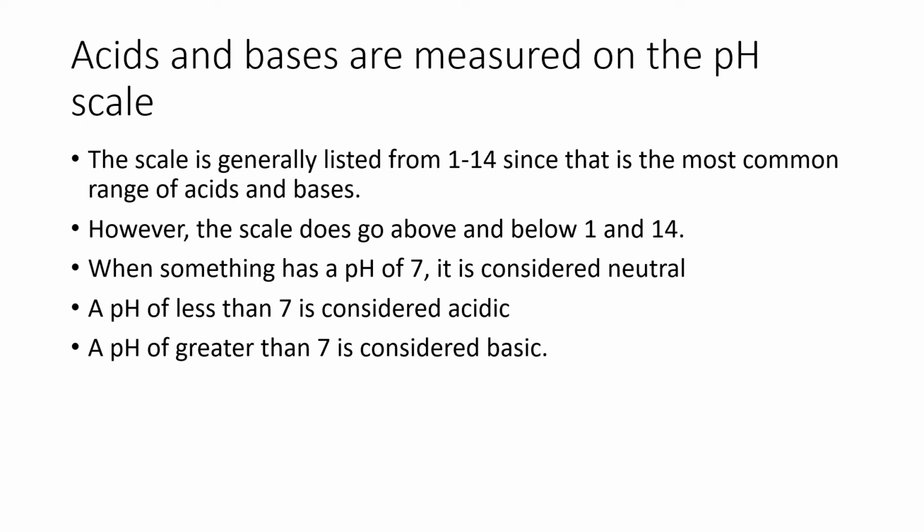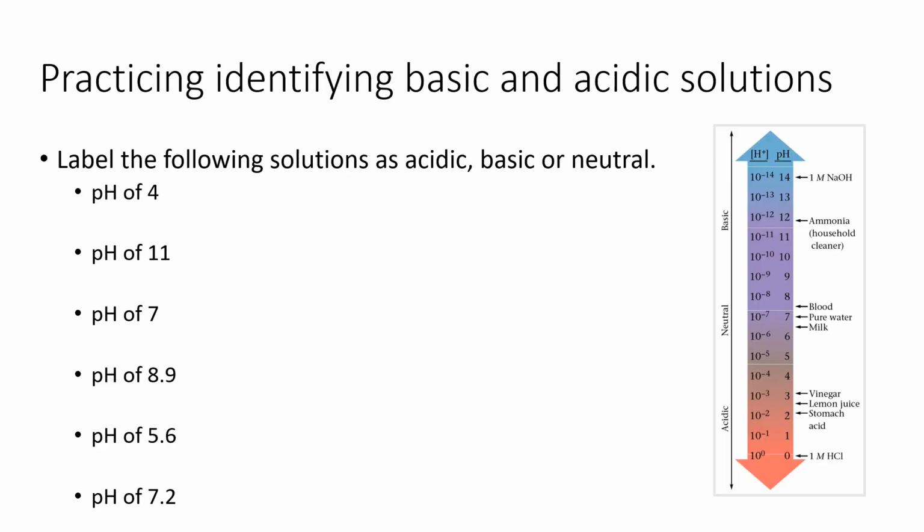When a pH is less than 7, it's considered acidic. That means that there's more proton donation, more hydrogen ion donation in the solution than there is acceptance. And then a pH of greater than 7, or 7.5, is considered basic, which means that there is more acceptance of hydrogen than there is donation of it.